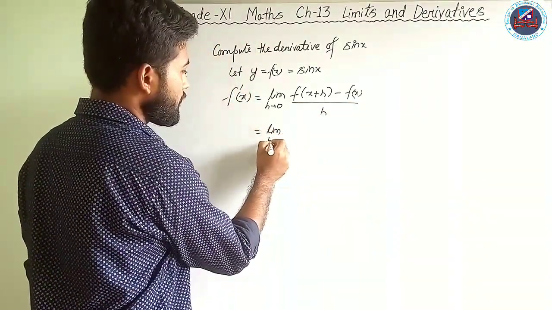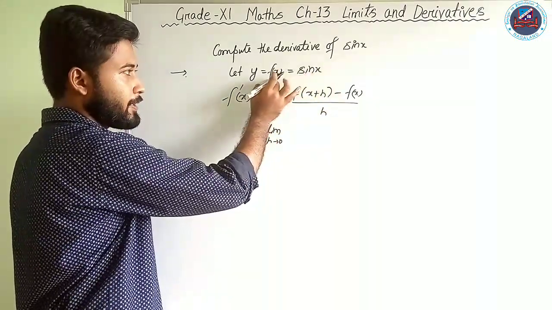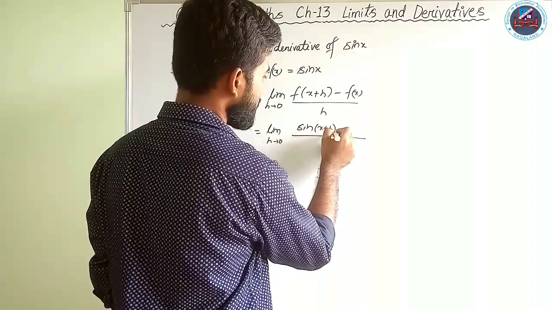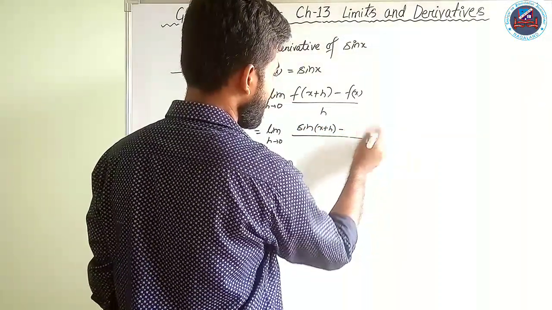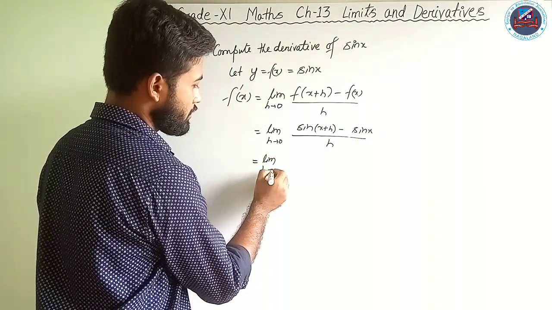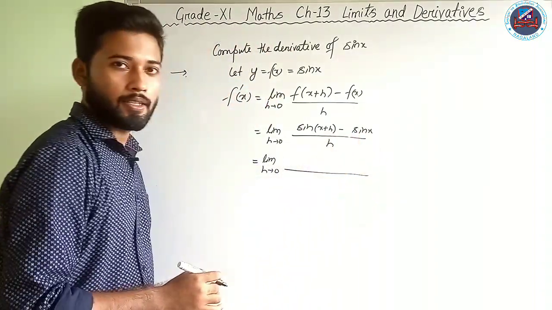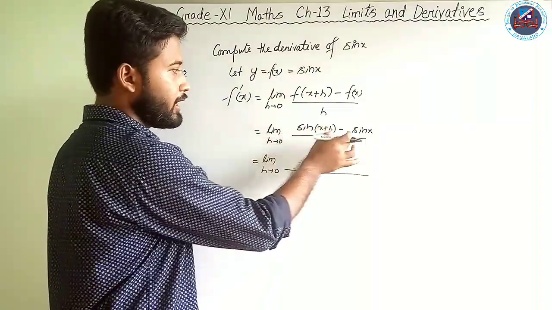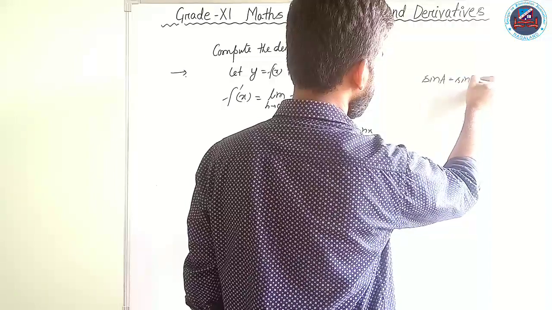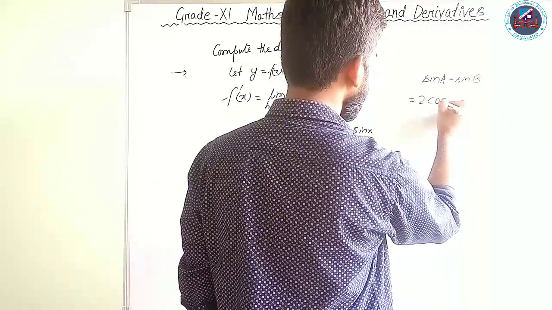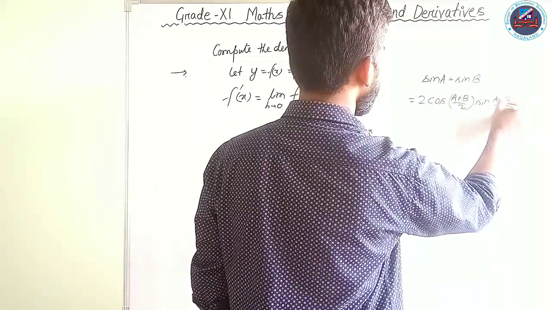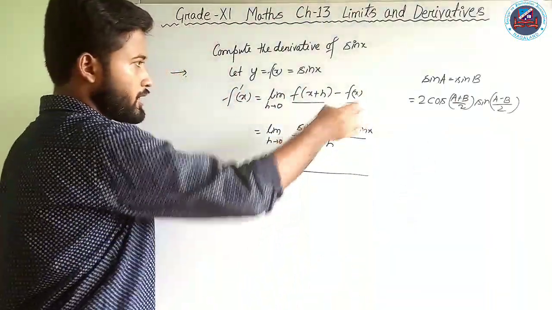In our case, what is the function? It is f of x equal to sin x. So what about f of x plus h? It will be sin of x plus h minus, in place of f of x it will be sin x, divided by h. So limit h tends to 0. Now we have a formula in trigonometry for sin a minus sin b. What is sin a minus sin b? That is equal to 2 cos of a plus b by 2 into sin of a minus b by 2. So we can use this formula here.